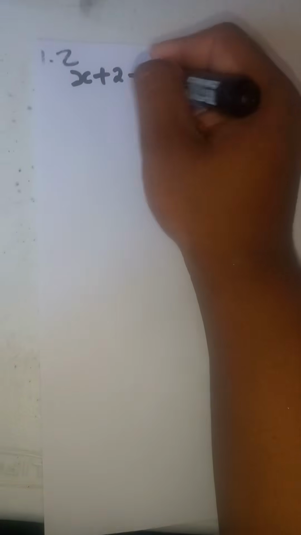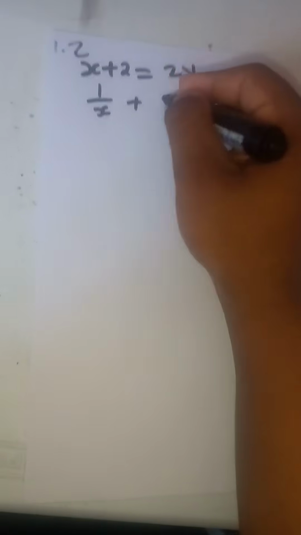So now this is simultaneous 1.2. Let me change my marker. Seems like it is dying, so it's fine. So for simultaneous, I hope this one will be better. I have x plus 2 is equals to 2y. And then the second one, 1 over x plus 1 over y is equals to 1.